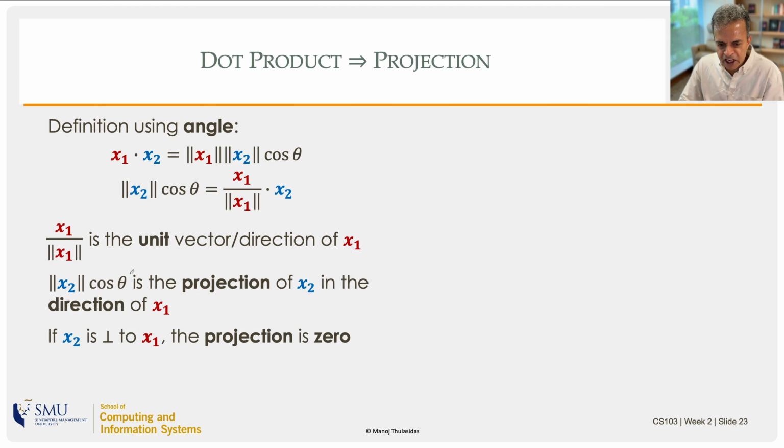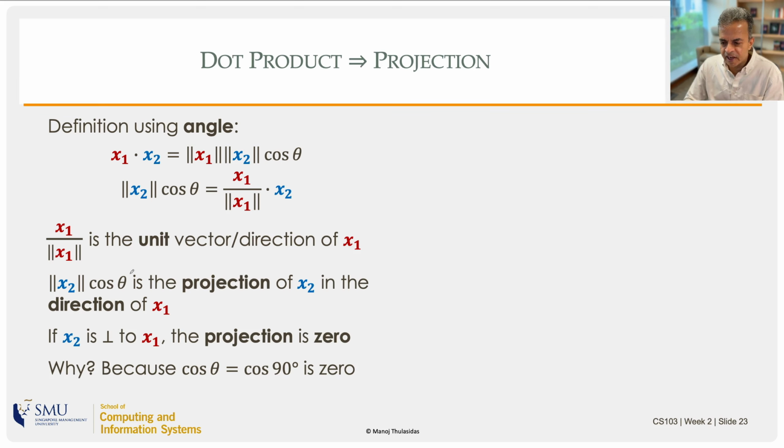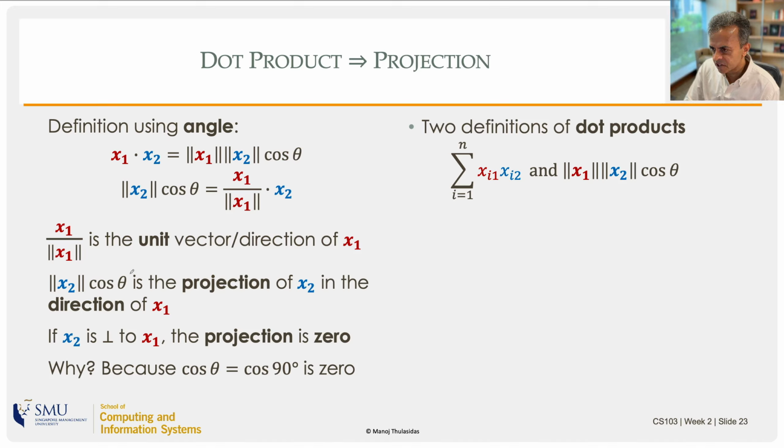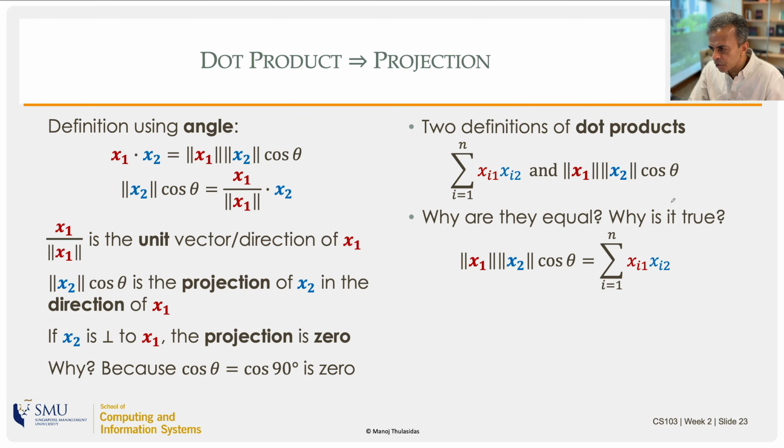Think of the case where x2 is orthogonal or perpendicular to x1, then the projection is 0 because cosine of theta is 0 when theta is 90 degrees. Now you have two definitions of dot products. This one, the sum product, and this guy, and they are the same. At least in R2 you can see that they are the same, but are they the same in general in n dimensions? They are.